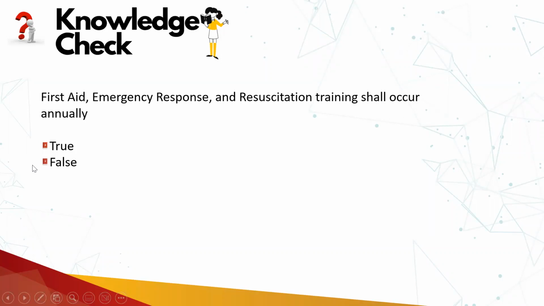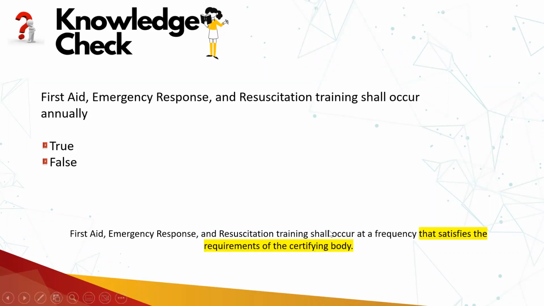So the answer is false. The first aid and emergency response training shall occur at a frequency that satisfies the requirement of the certifying body. For example, if the certifying body has certified people for first aid and emergency response for 3 years, that training is valid for 3 years. You don't have to do the retraining before 3 years. If that certification is for 5 years, then you are a valid first aider for the next 5 years. So contact release needs to be performed every year, but first aid training will occur at a frequency that satisfies the requirements of the certifying body.